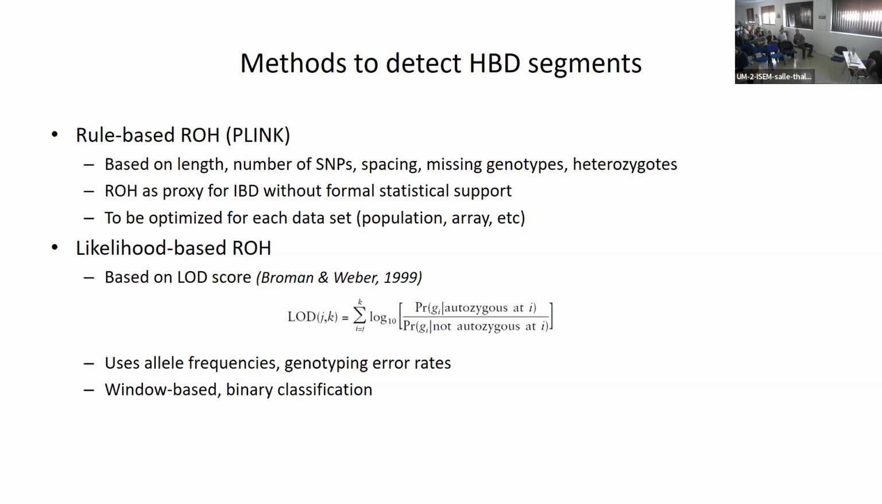It will depend on the marker density you have, the array you use, the population you use, the allele frequency you have. A second approach that was already proposed a long time ago is likelihood-based runs of homozygosity. It still works by window, so we select a certain window size, and inside the window we compare the probability of the genotypes if this is autozygous, by the probability to observe these genotypes if it's not autozygous. And to compute the probability, we will use the allele frequencies, also the genotyping error rates, Hardy-Weinberg equilibrium properties.